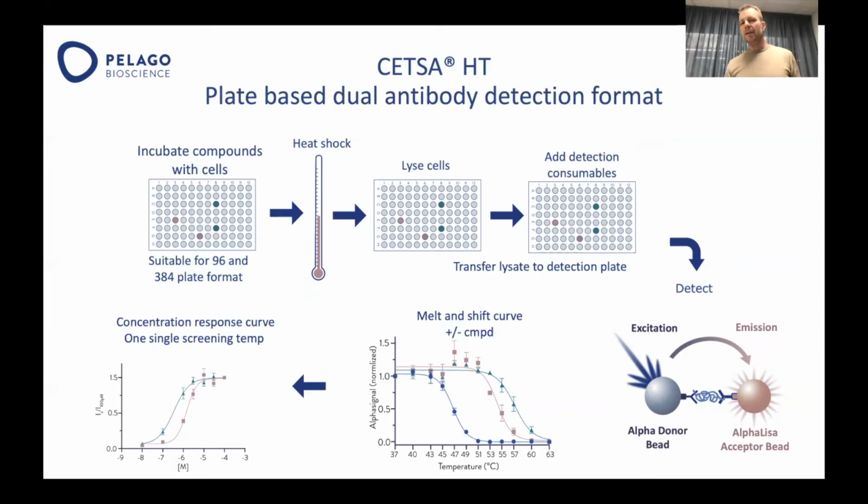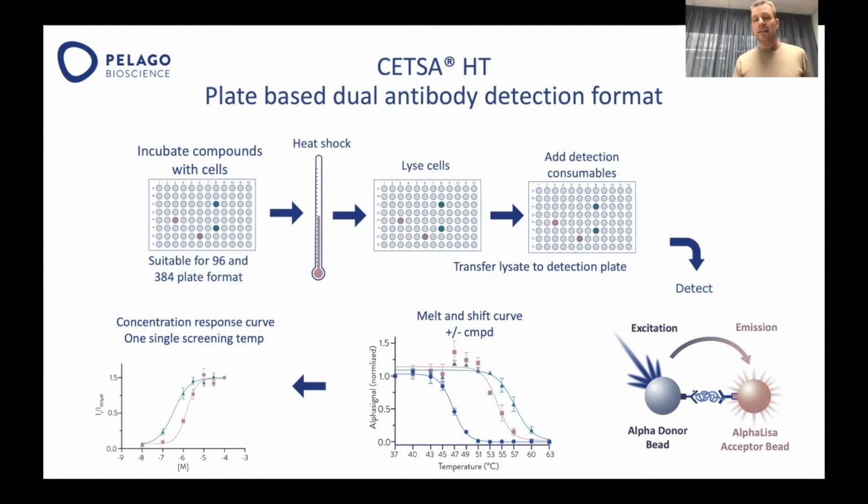Break open the cells, and then you transfer the lysate to a detection plate where you add the detection consumables, the antibody-coupled beads. And then you can produce the melt curves. A melt curve is first done without compound and then again with compound. If you see a change in the amount of protein left after the heat shock, this will look like a shift in the curve. And here you can see clear shifts between the melting curves. If you see such a shift, that means that the compound is engaging with your target.